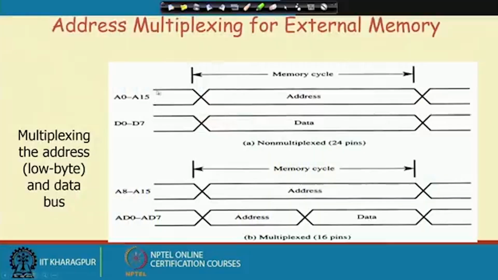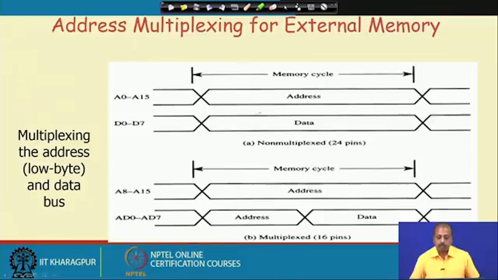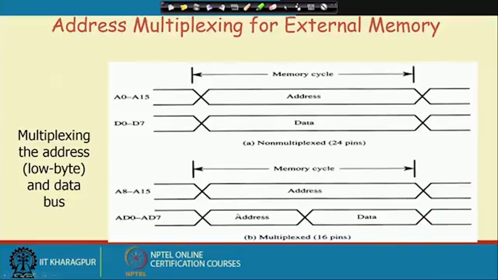So this is the multiplexing for external memory. In non-multiplexed access, we have the A0 to A15 address and D0 to D7 data, a total of 24 bits. In multiplexed access, AD0 to AD7, that is A0 to A7 and D0 to D7, are multiplexed. In the first part you provide the lower order address byte, and in the second part we get the data. That way the number of pins is reduced from 24 to 16.